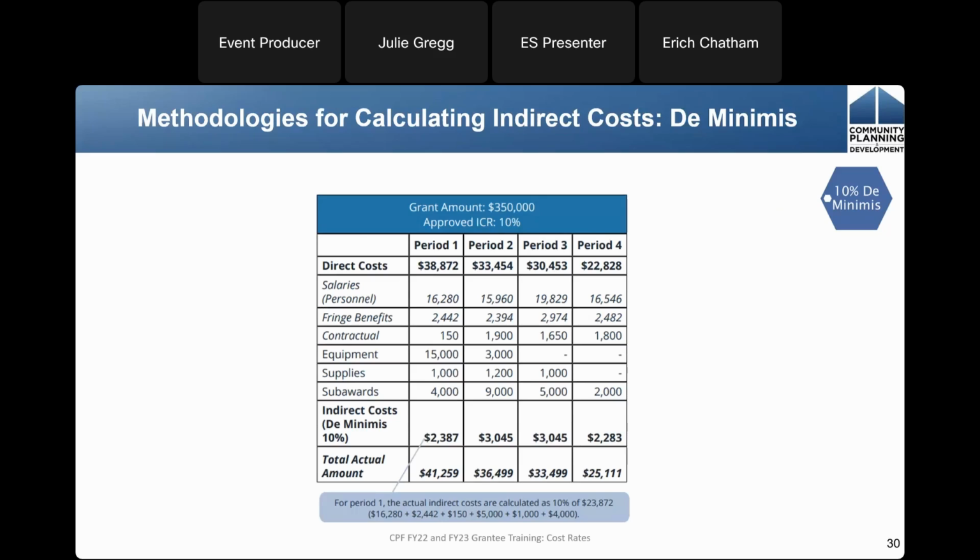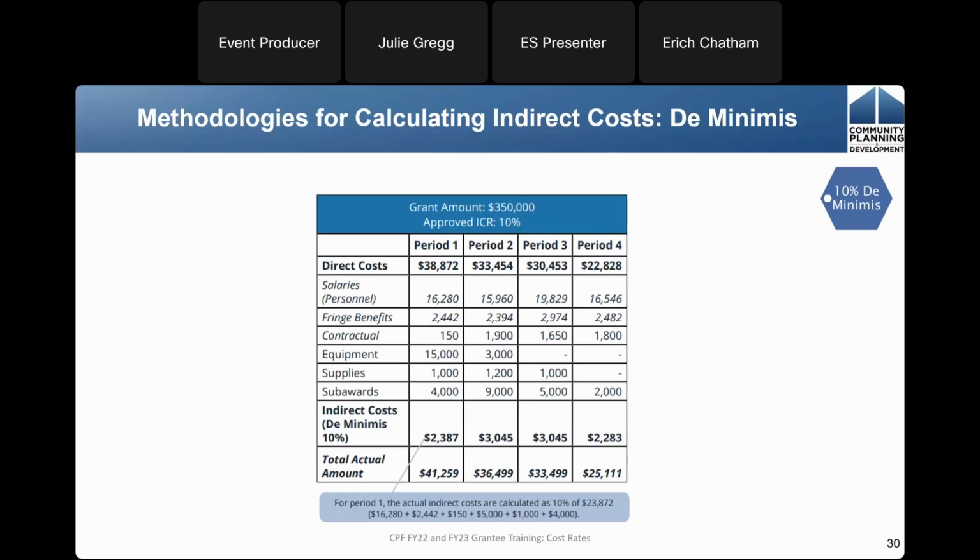So here's just a quick example of this. Here's our grant award over 4 quarters. We've been approved for $350,000, and we want to use that de minimis indirect cost rate of 10%. Follow me with each of these columns. In period 1, you have $38,872 in total direct cost, and it's broken down with salaries and fringe benefits as well as contract. And notice that big $15,000 in equipment, and then $1,000 for supplies and $4,000 for subawards.